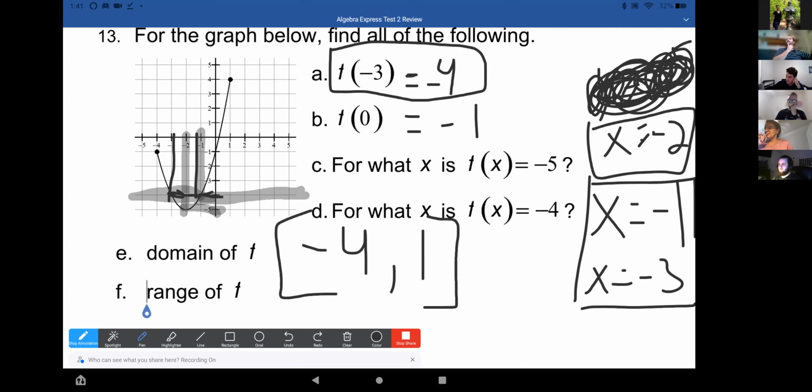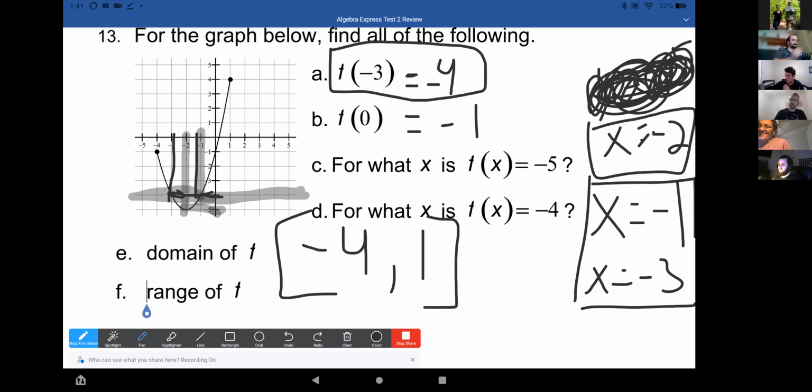I'm not sure. Okay, so for the domain, a bracket means it includes, parentheses means it does not include, right? Does it include the -4? Yes, because that is a solid dot right there. That is definitely a point on that graph. Does it include the 1? If it doesn't include it, it's parentheses. Yeah, it should be a hard bracket. They're both solid circles. It includes both points.